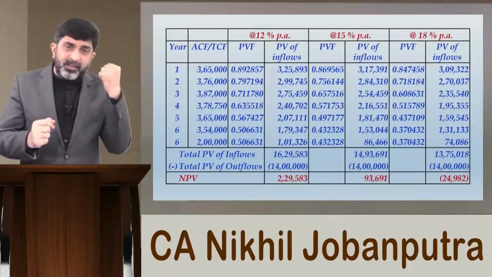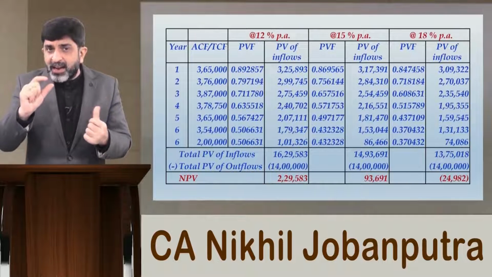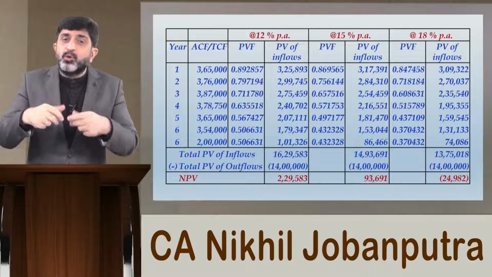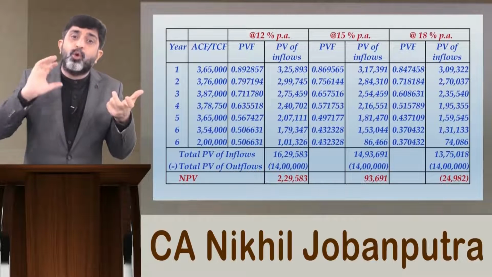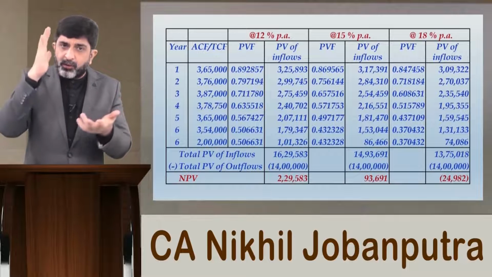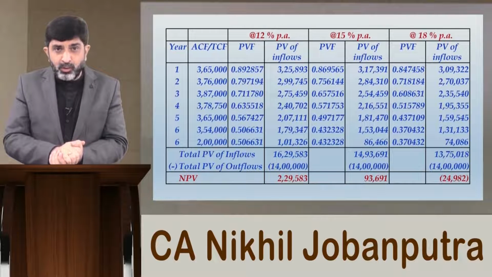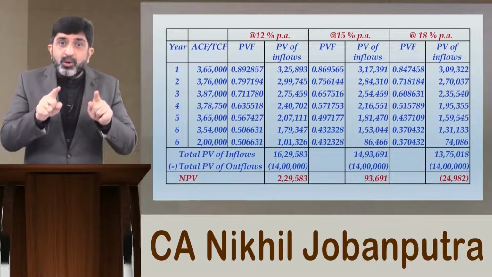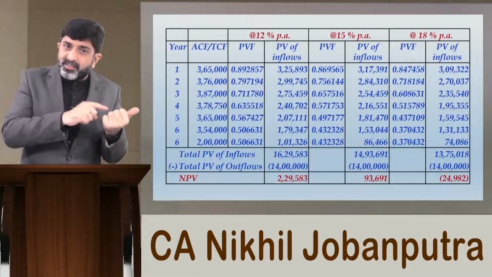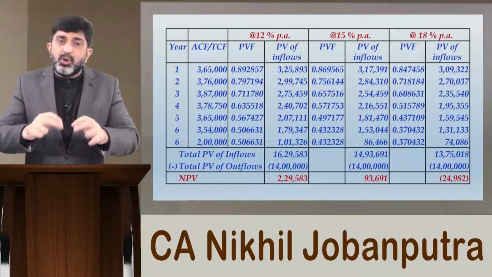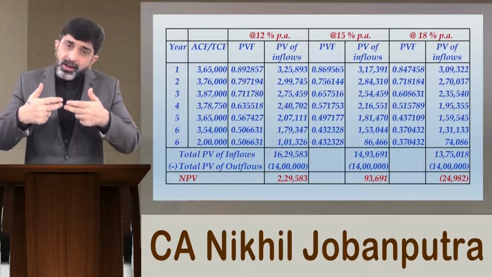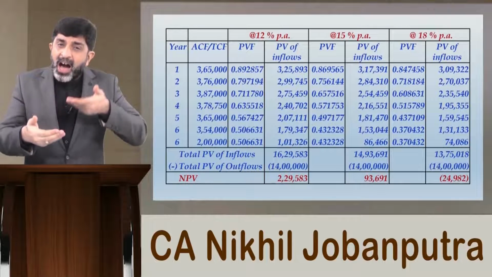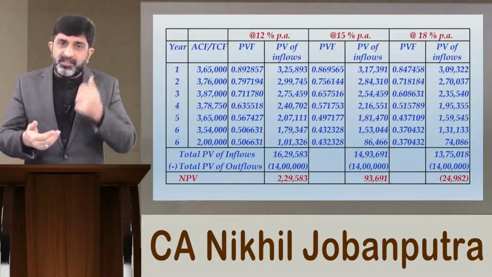Because at 12% discounting rate, you are getting a positive NPV. If you are getting a positive NPV, it means you are going to earn some surplus over and above your expected rate of return. Now, if your expected rate of return is 12% and you are getting a positive NPV, you have now understood that the project is capable of giving you a rate of return higher than 12%.